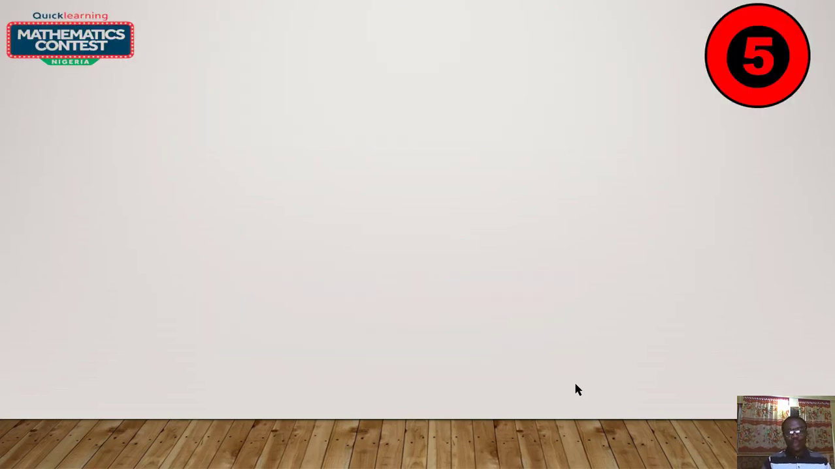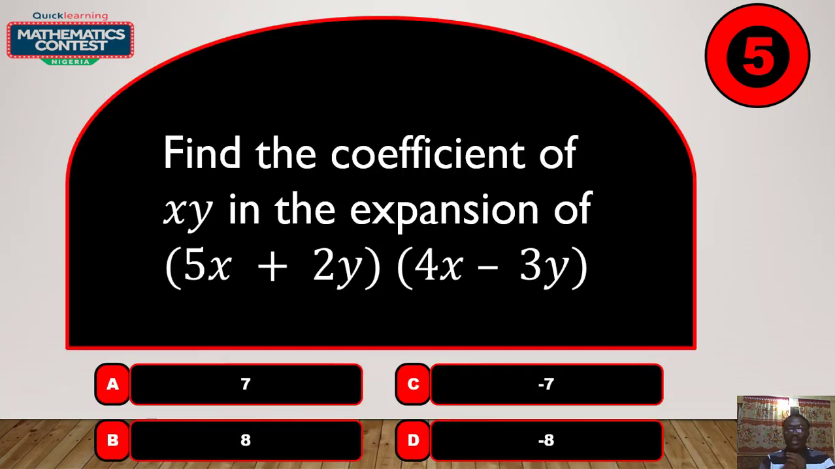Quick quiz. You have 5 seconds to answer these questions. Like I said, I'm trying to train you to understand the topic and also to gain speed. So 5 seconds. Are you ready? Then let's make progress. Now, question number 1. Find the coefficient of xy in the expansion of (5x + 2y)(4x - 3y). And your time starts now.